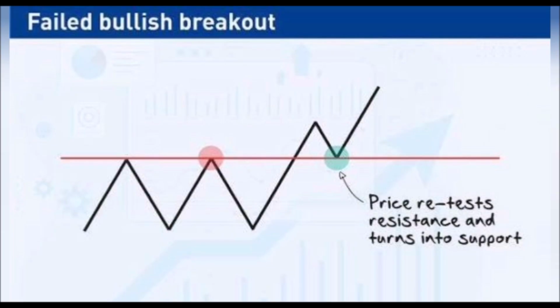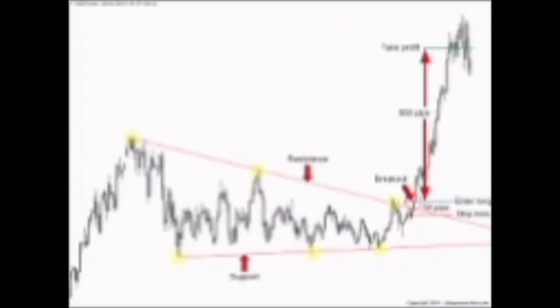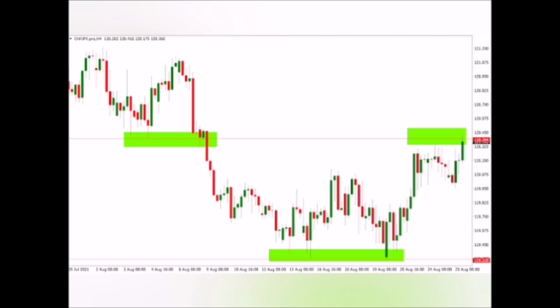Double bottom pattern, bullish reversal. What is a double bottom? A double bottom forms after a downtrend and signals a potential bullish reversal. And the double bottom consists of a low, that is bottom 1, a rise to a resistance level, a second low at nearly the same level, that is bottom 2, then a breakout above the resistance level.